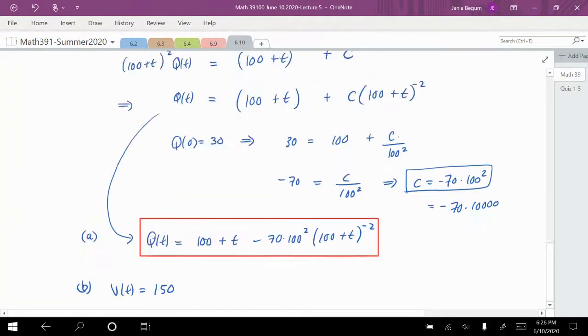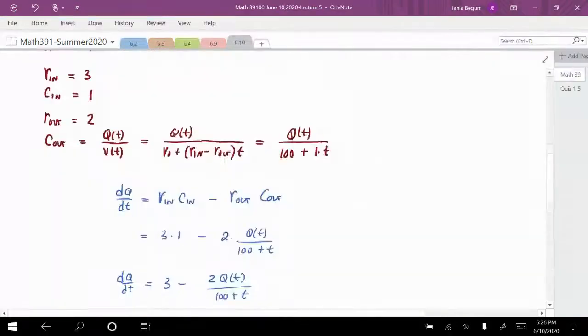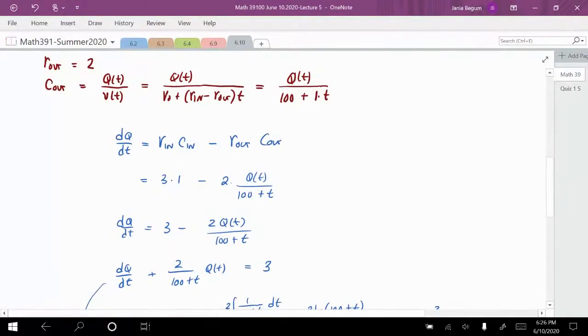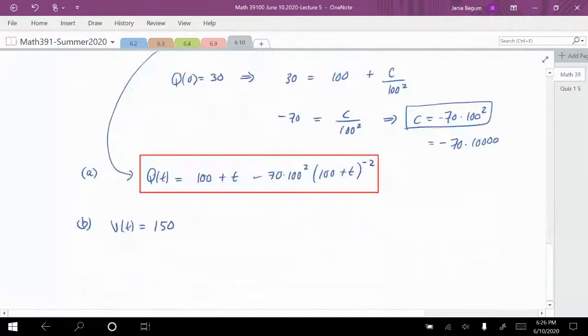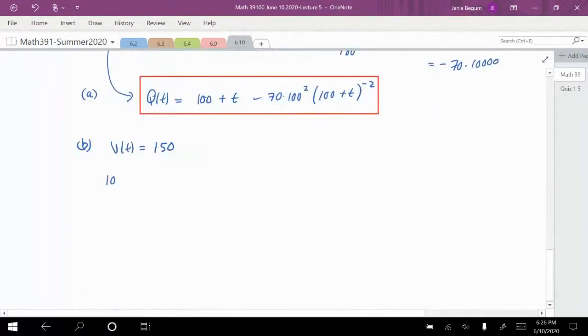But what is V of T? V of T is the function we came up with right here, 100 plus T. So we have V of T is 100 plus T equals 150. That means it's going to be full when time is 50. So that will be the answer to the second part. Let me know if you guys have any questions.